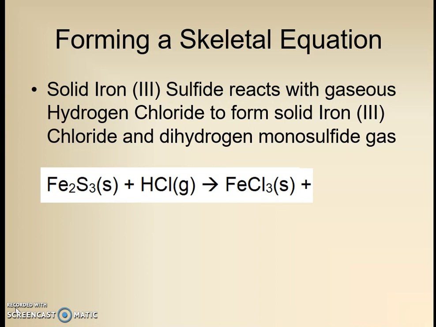Dihydrogen monosulfide gas. Looking at its name, those prefixes tell us it must be molecular, and we can use those prefixes to now tell us the subscripts for that compound. So dihydrogen H2, monosulfide, just one S, doesn't need a subscript, so H2S. Again, it's a gas, G for gas.